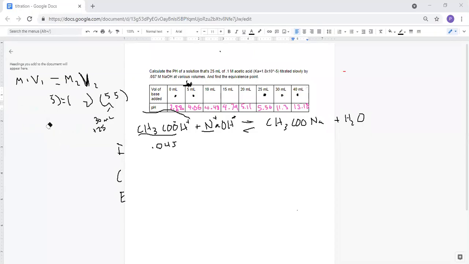Let's solve for the dilution of the base. The base had 0.087 molarity originally, and its volume was 30 mL by itself. After it gets added to the acid, it's going to be 30 plus 25, so it's going to be 55, just like that. And our M2, our molarity after they're together, for the base is going to be 0.047.